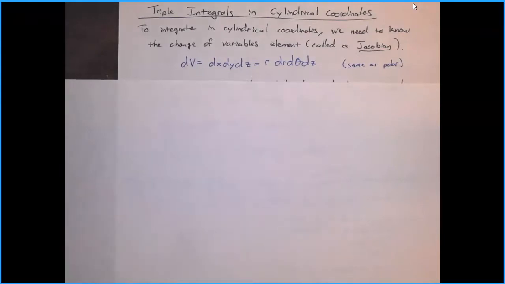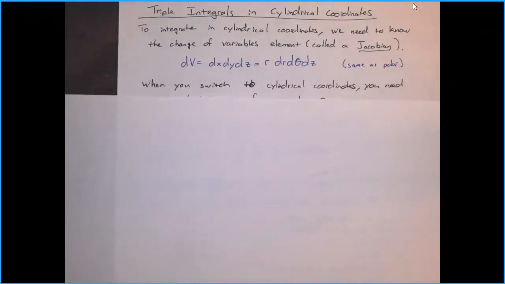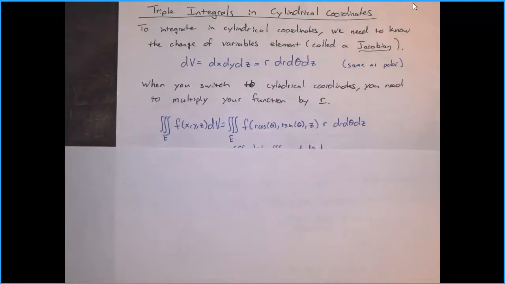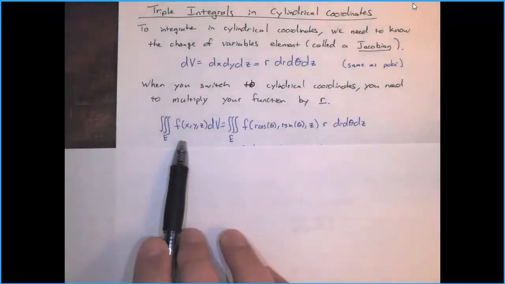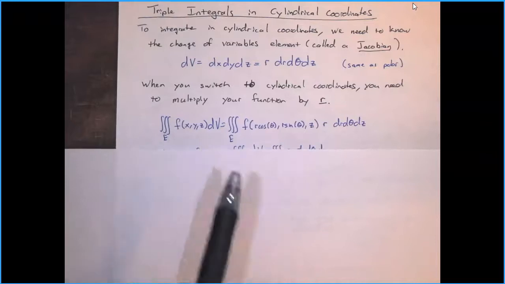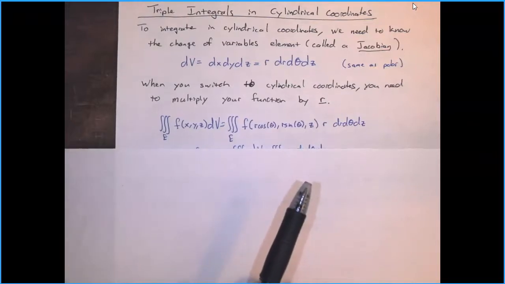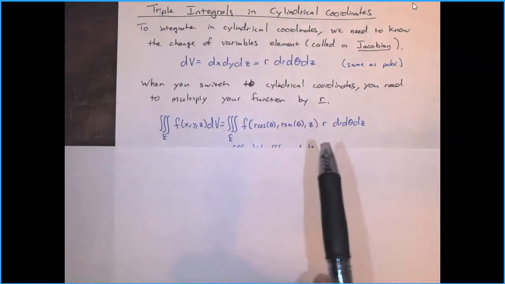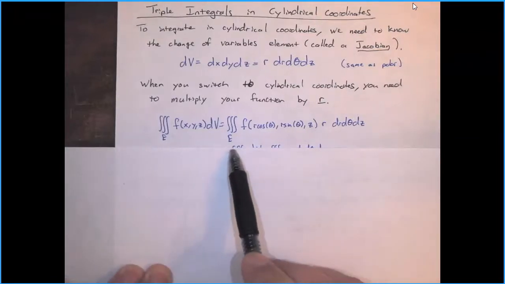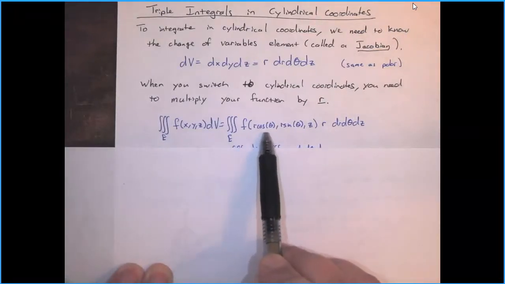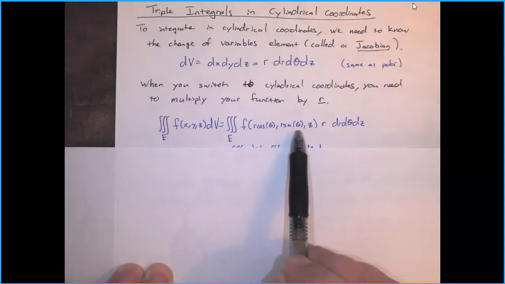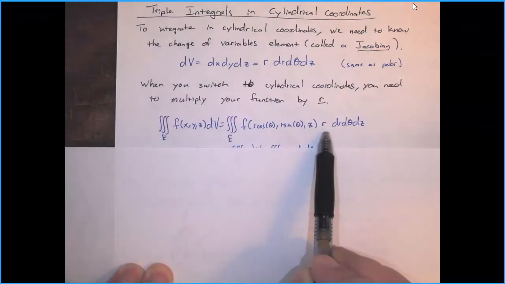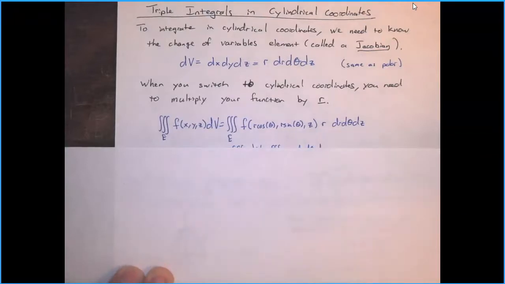But the idea is, if you switch from Cartesian to cylindrical coordinates, you need to multiply your function by r when you integrate. So in other words, I have this integral of some function f over some solid, and f is in Cartesian coordinates x, y, and z. If I want to write that in cylindrical coordinates, I'm integrating over the same solid, but now I replace x with r cosine theta, I replace y with r sine theta, z stays z, and I have to multiply my function by r. That's the important thing to remember.